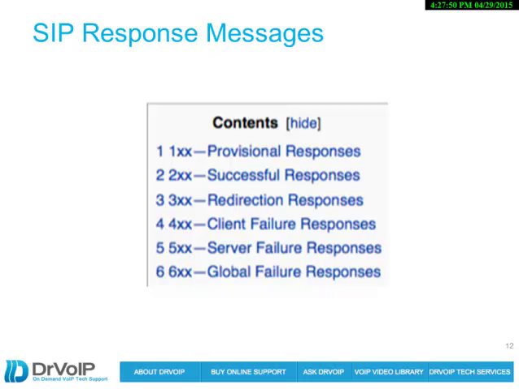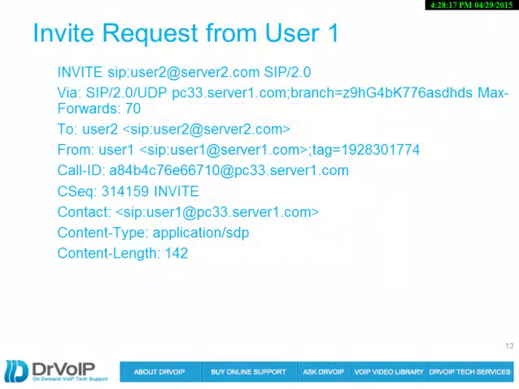3XX is redirect messages. These are messages that say the call's being referred someplace else. When we start getting up into 4, 5, and 6, now we're into the trouble area. So you see a 400 message, it's typically a client-side error, 500 at the server side, and 600 something at the global level. So a typical request looks like something like an invite.